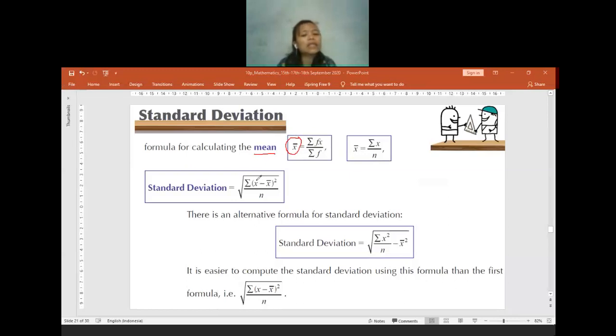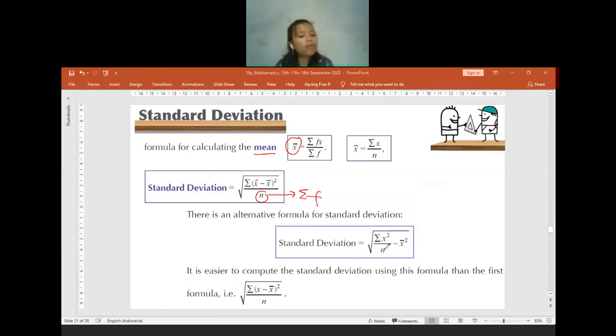The x here is the value. If it is grouped data, the x will be the midpoint. If it is not grouped data, the x will be the value itself. You subtract the mean, so you find the difference between the value and the mean. After you find the difference, you need to square it. After that, you add them up and divide by the total frequency. The n here is the same as sigma f, the total frequency. Yesterday we used sigma f, not n, so maybe you get confused.